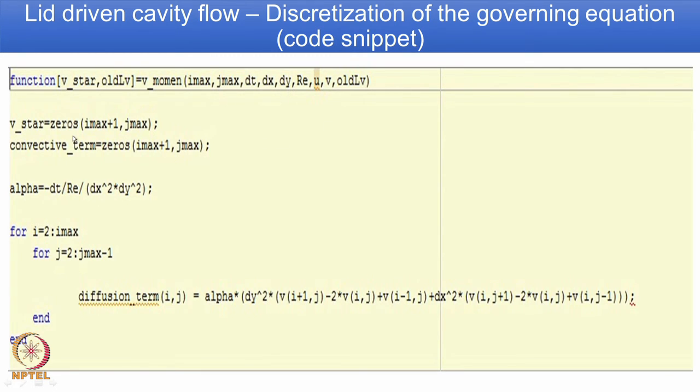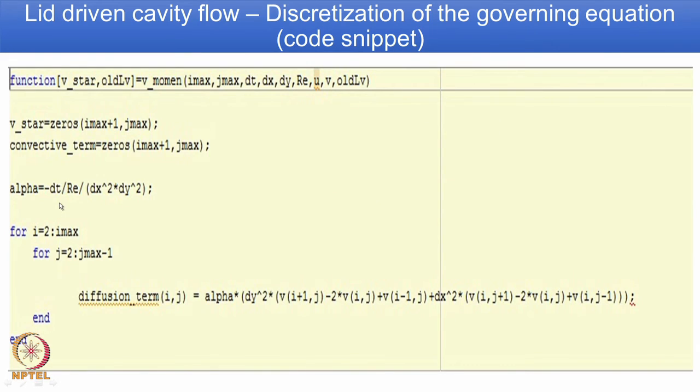So, V star you define memory zeros I max plus 1, j max, connected term zeros I max plus 1, j max, and alpha is a new variable you define. If you can recall, we have the unsteady term on the left side. So, V star minus V n by delta t is equal to the convection term brought from the left side to the right side, and then we have a diffusion term.